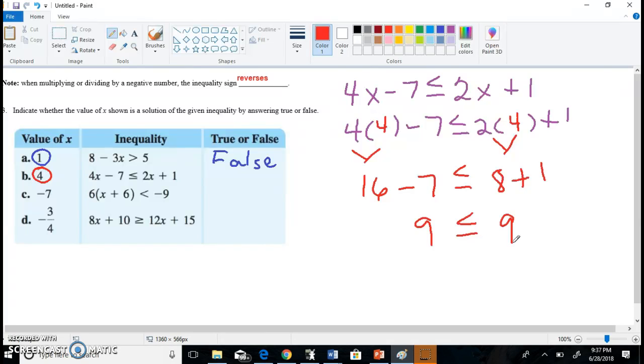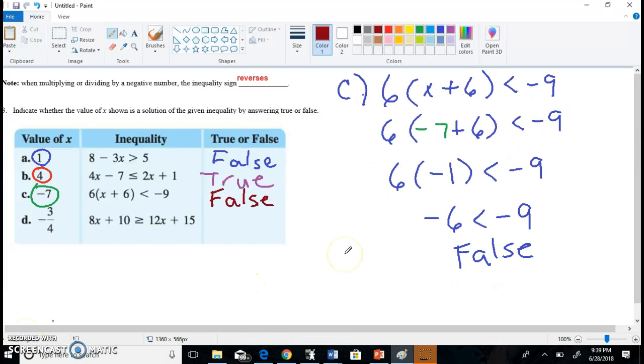Is 9 less than or equal to 9? Well, it's not less than 9, but it is equal to. So this makes this a true statement. Okay. So you try C and D. Pause the video, try C and D, and then unpause when you want to check your answers.